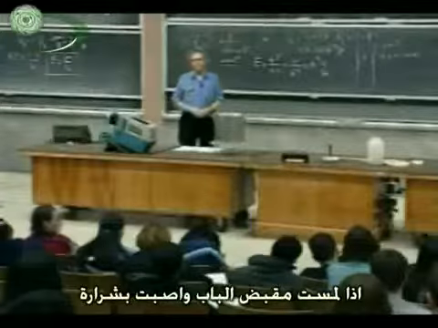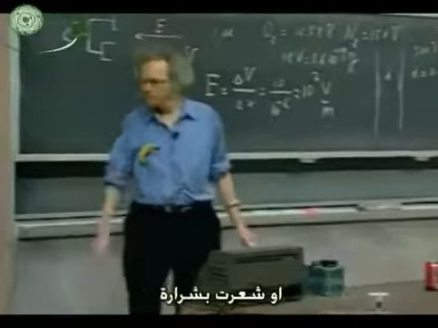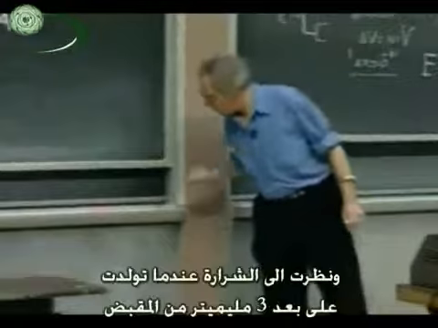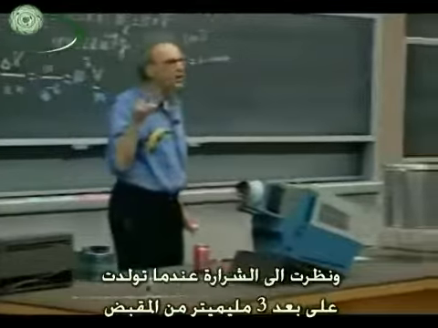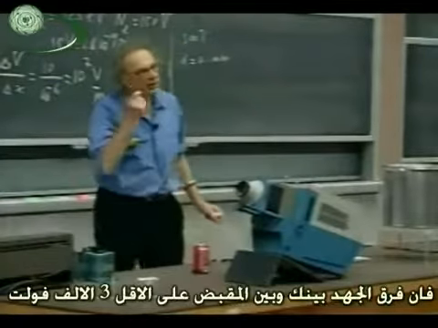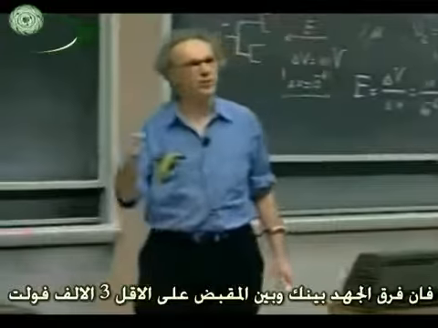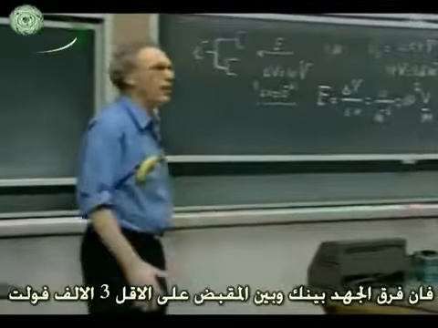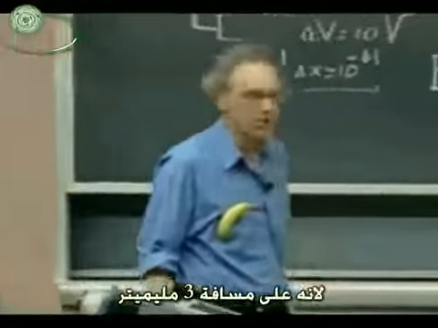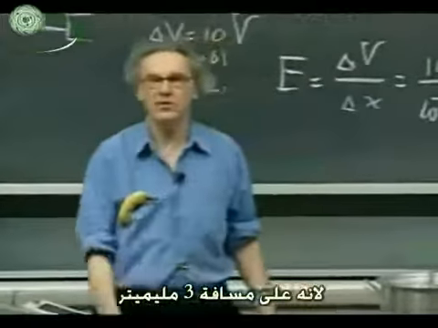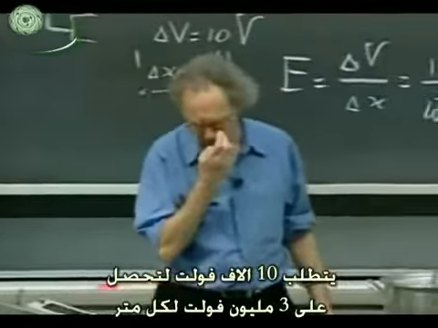However, if you touch the door knob and you get a spark, you feel a spark, and you look at the spark and you see that when you're 3 millimeters away from the doorknob that the spark develops, you can be pretty sure that the potential difference between you and the door was of the order of 10,000 volts, several thousand volts at least, because over 3 millimeters it requires 10,000 volts to get to 3 million volts per meter.